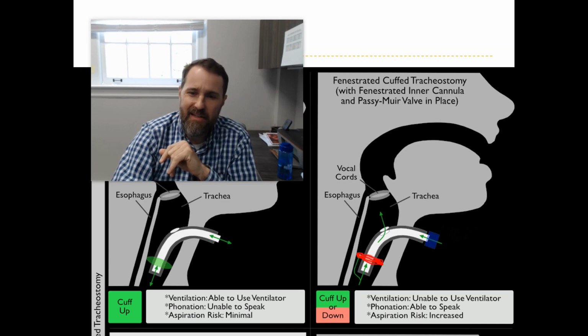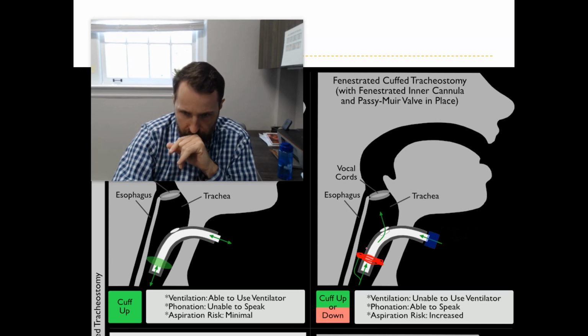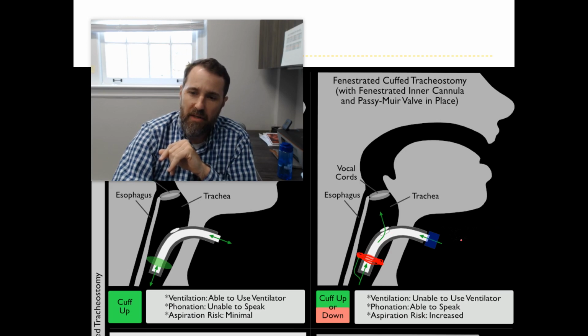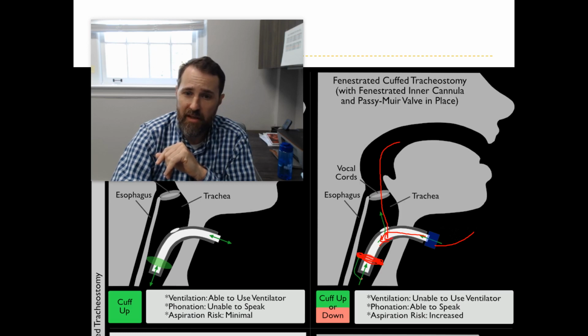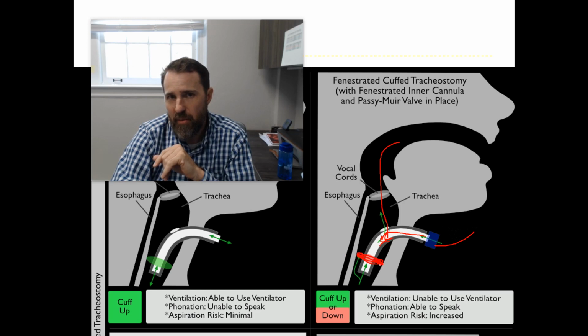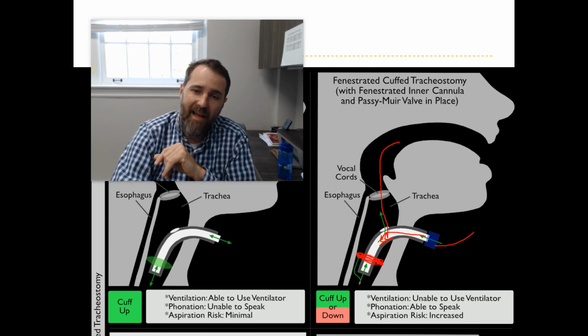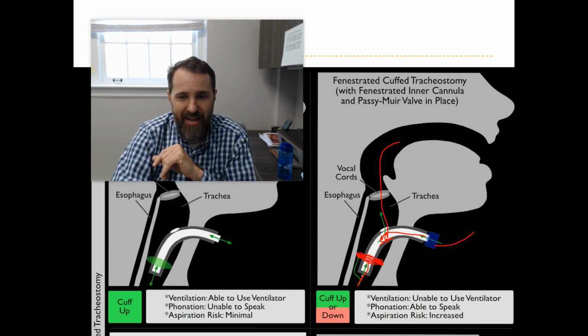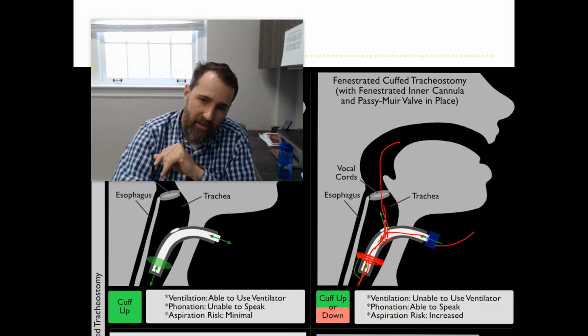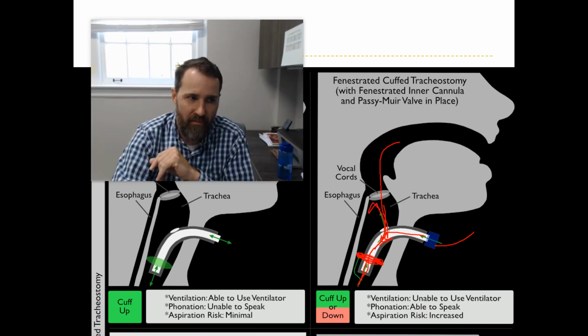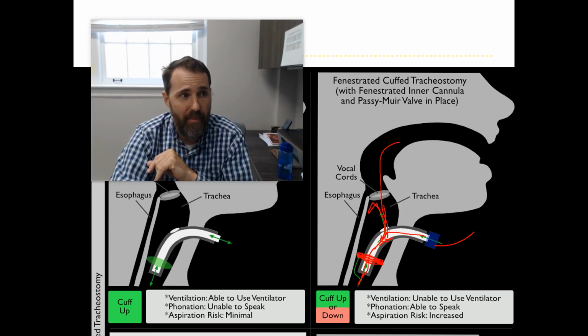So let's look at this image, and let's say we inflate the cuff on this individual. Inspiratory air is going to be able to pass through the speaking valve into the tracheostomy tube. It's going to be able to pass down through the fenestrations into the tracheostomy tube. It's not going to be able to sneak around the inflated cuff. And then on expiration, that expiratory air is not going to be able to sneak around the cuff, and it's not going to be able to push out through the speaking valve, so it will all be directed up through the fenestration past the vocal folds, allowing for phonation to happen.